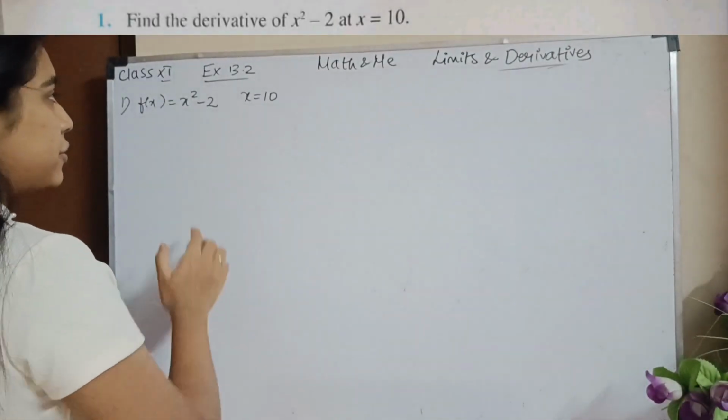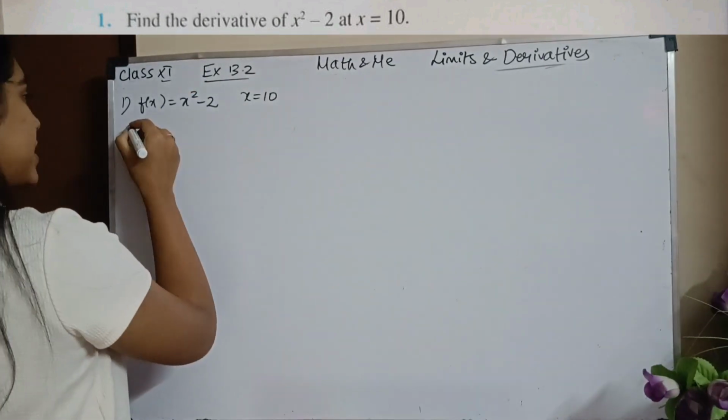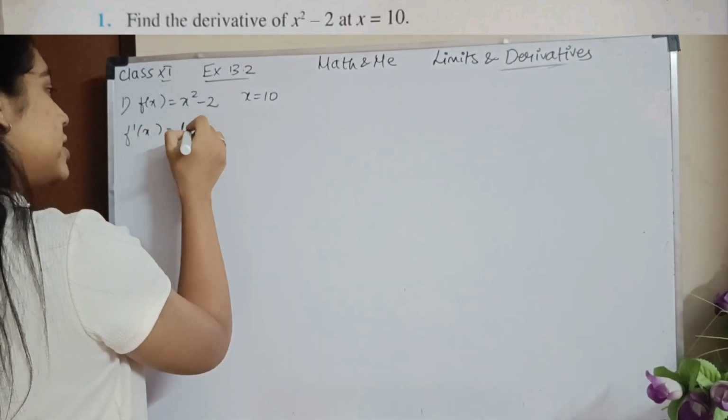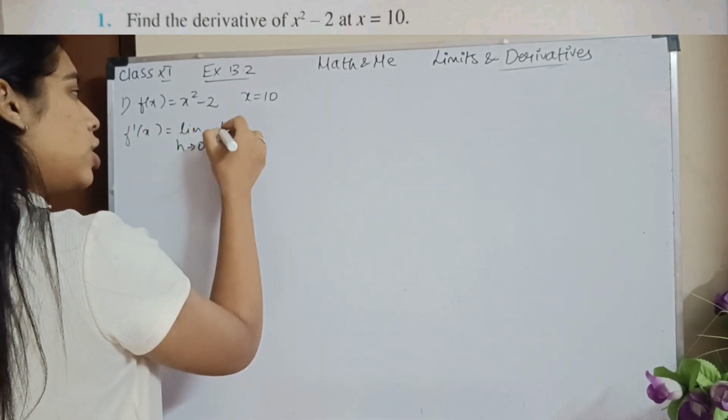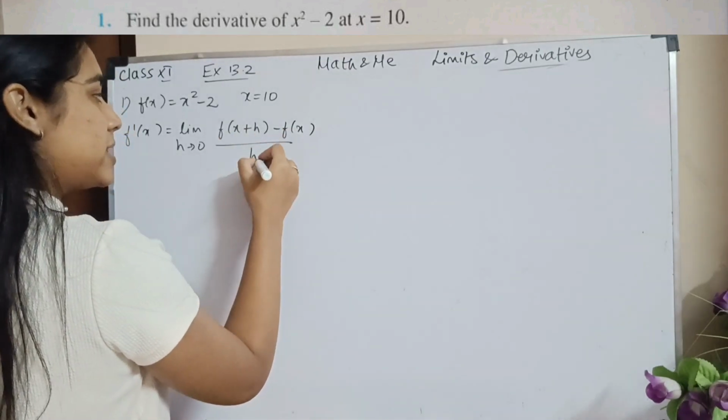Using the first principle, I need to find the derivative of f of x. This is exercise 13.2. So f dash of x is the limit as h tends to 0 of, I'll write the formula for the first question, f of x plus h minus f of x, divided by h.